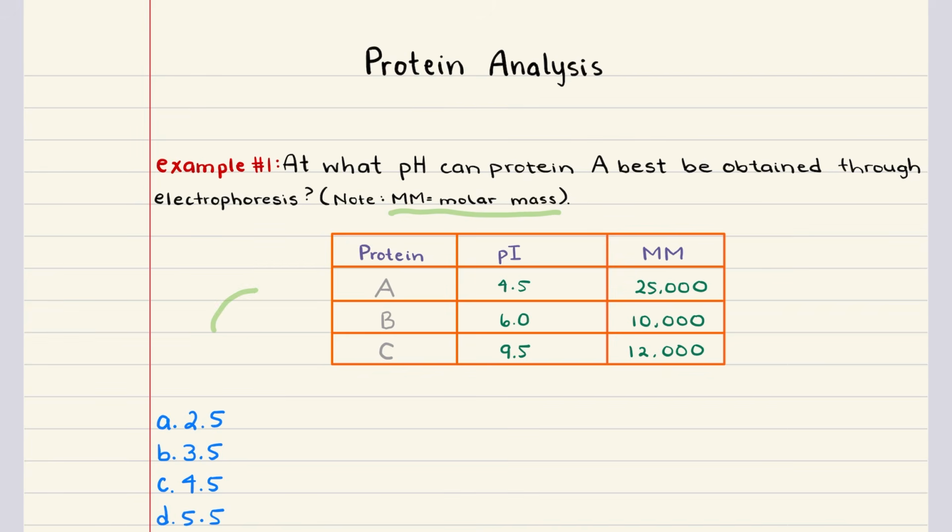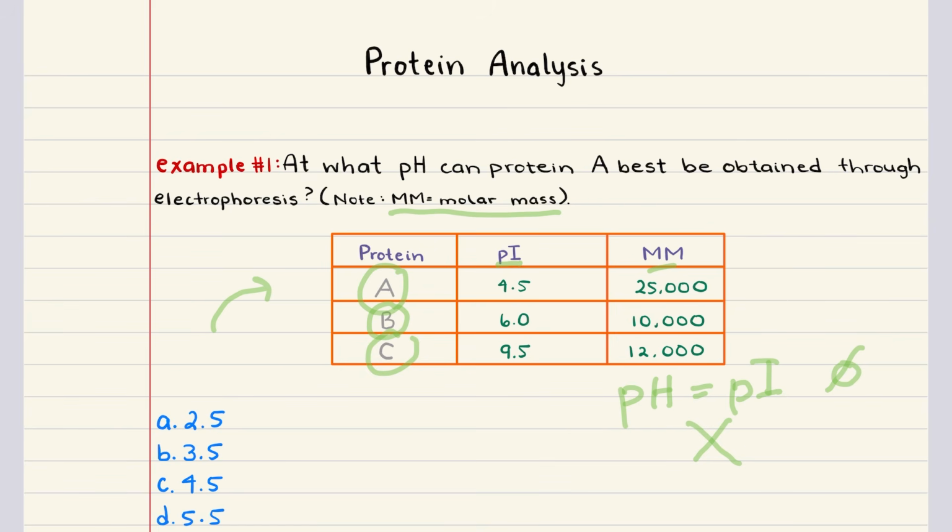So here in this table we have 3 proteins, A, B, and C. We're given their PIs and their molar masses. Now remember, electrophoresis separates proteins based on charge. So for a protein to move through the gel, it needs to be charged. If the pH of the gel is equal to the protein's PI, then the protein is going to have no net charge and it will not move. That means we can't separate it from the rest.